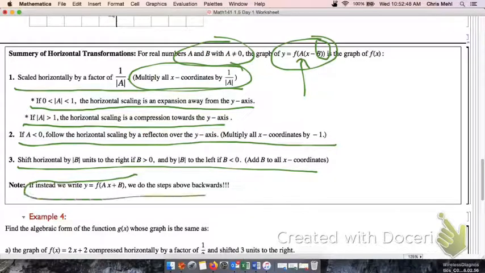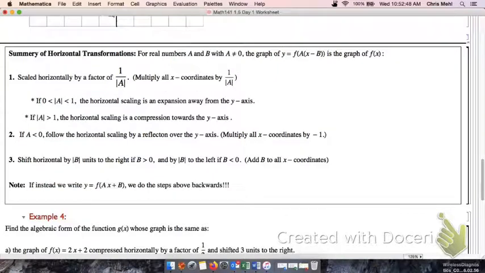Okay. And again, this time, if you were to distribute that a value through, so if it was f of ax plus b, so if you don't have that extra set of parentheses inside the outer parentheses, you reverse the steps and do them backwards. Okay. Alright, so let's see an example of doing this algebraically now.